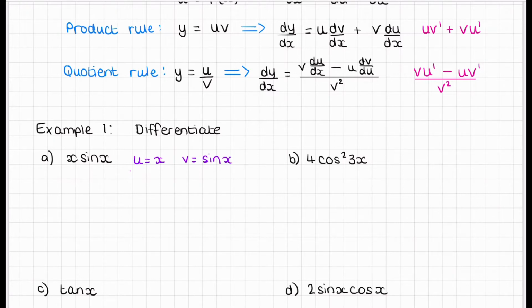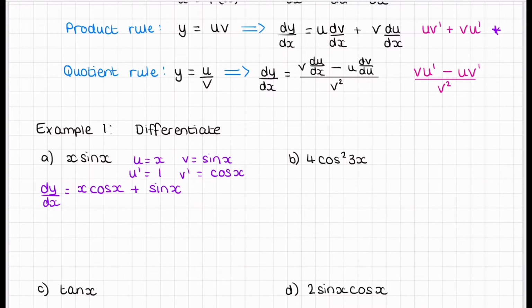Do the derivative of each of those. Derivative of x is just 1. Derivative of sine x is cos x. And then we just use our product rule. Up here, I'm going to use the one with the u's and v's. So our derivative will equal u, which is x, times v dash, which is cos x, plus v times u dash, so it'll be sine x times 1. So our derivative is just x cos x plus sine x.